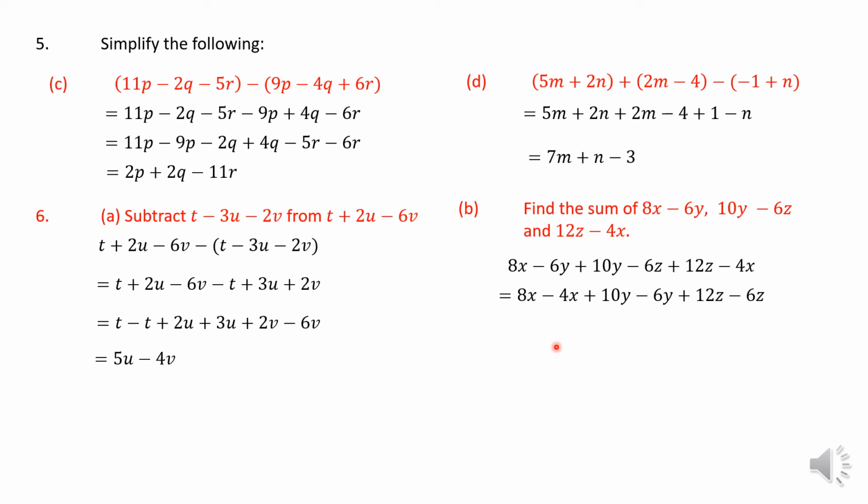Now what I did is I collected the like terms, 8x minus 4x, and the 10y minus 6y, and then the 12z minus 6z, ultimately giving me a final answer of 4x plus 4y plus 6z. So make sure that you are very careful when it comes to a negative number.